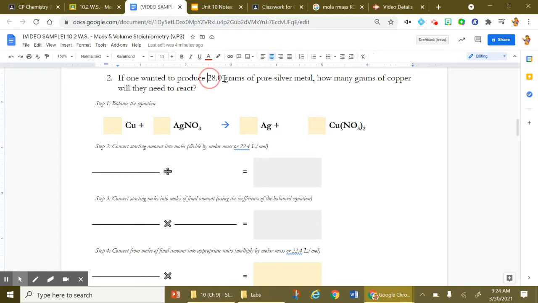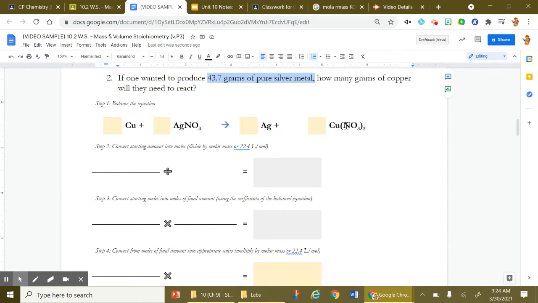If one wanted to produce, now that's from your homework, so let me change this to 43.7 grams of pure silver metal, how many grams of copper will they need to react? So first things first, we have to balance this equation.